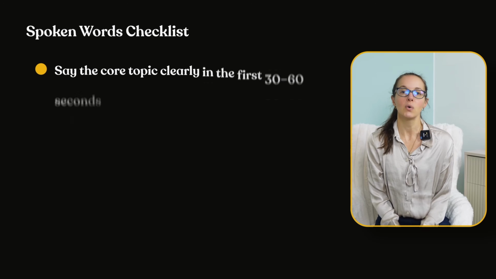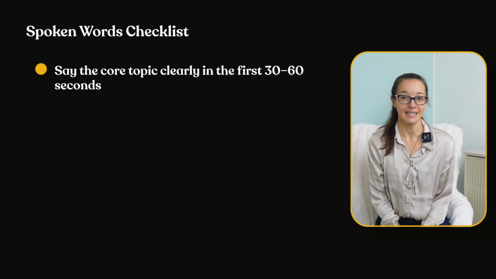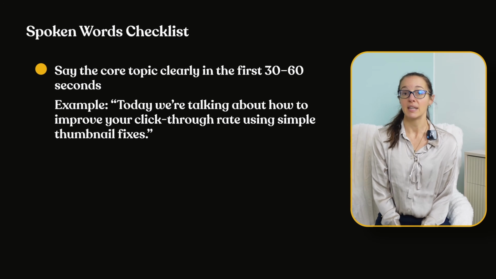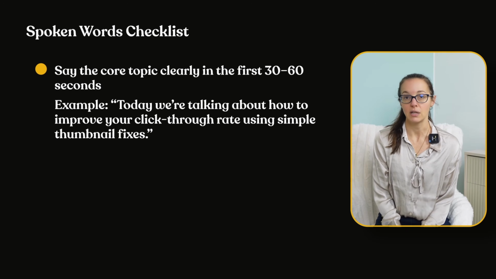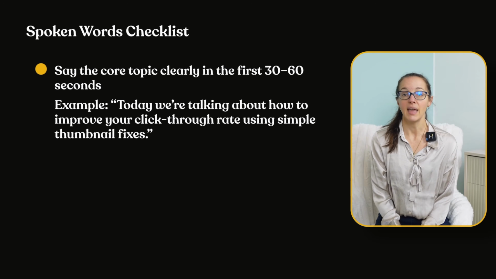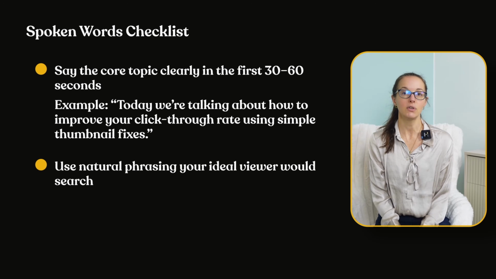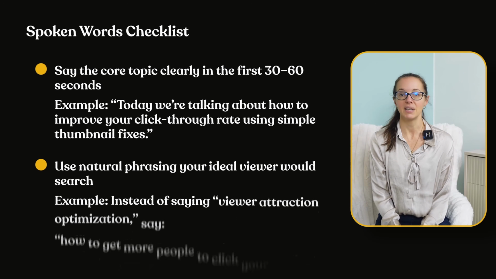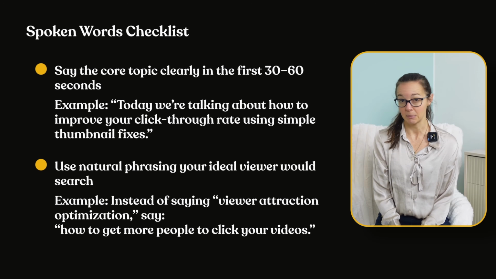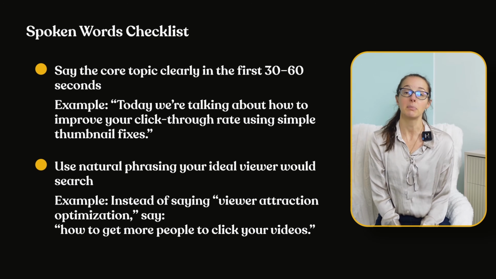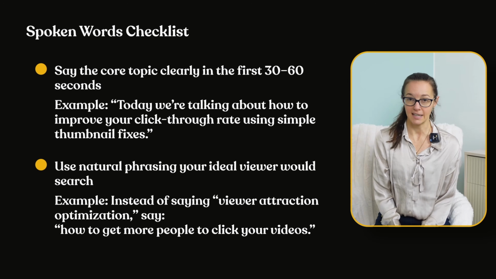Number 1, say the core topic clearly in the first 30 to 60 seconds. For example, today we're talking about how to improve your click-through rate using simple thumbnail fixes. Then use natural phrasing your ideal viewer would search for. For example, instead of saying viewer attraction optimization, say how to get more people to click your videos, right? Because they're searching for that. They're not searching for optimization.